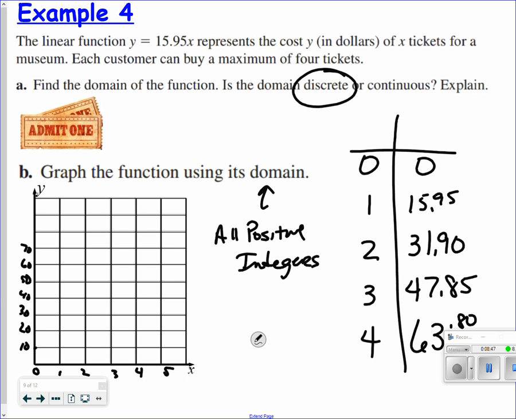So I'm going to change colors here to make it a little bit nicer. So 0, 0, meaning you didn't buy any tickets, decide not to go to the theater. If you buy 1 ticket, $15.95. 2 tickets, $31. 3 tickets, $47. 4 tickets, $63. I know it's going to be hard. You're going to look at this and want to connect the dots. Do not connect the dots, because this is discrete, individual points.